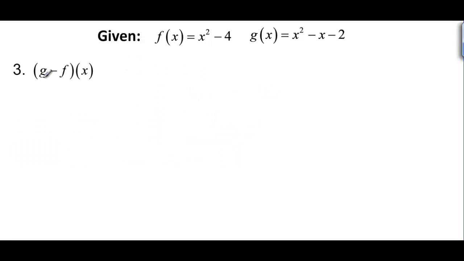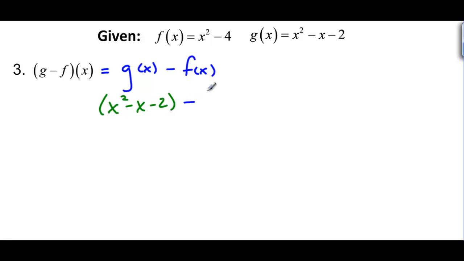Well, what if I have g minus f of x? What does that mean? Well, that just means I'm going to take the g function and subtract the f function. Okay? So the g function, again, we're going to use parentheses because this is a problem where parentheses makes a big difference. I'm going to subtract, and now I'm going to use the f function, which is x squared minus 4.